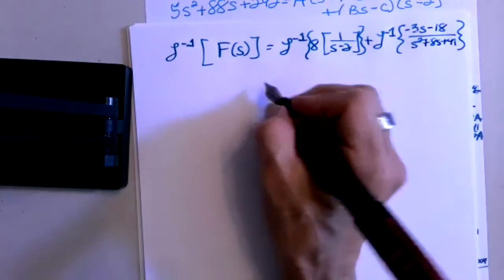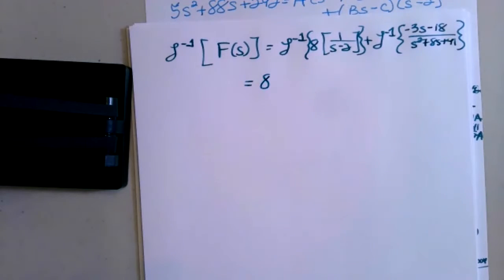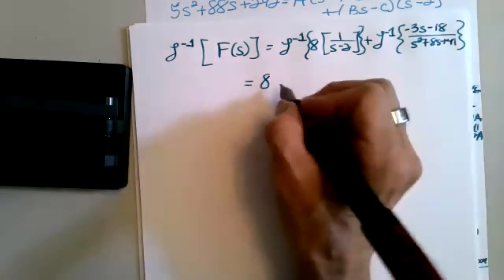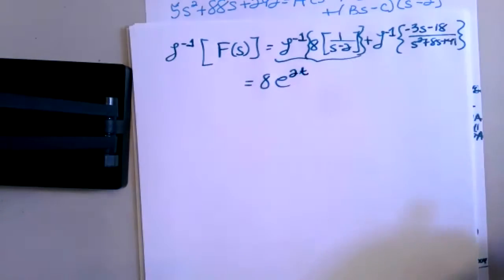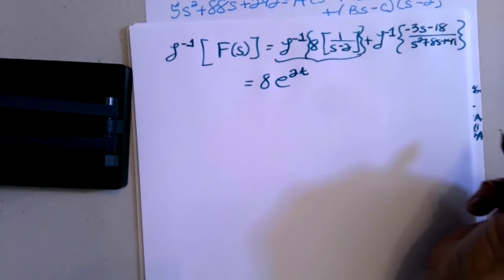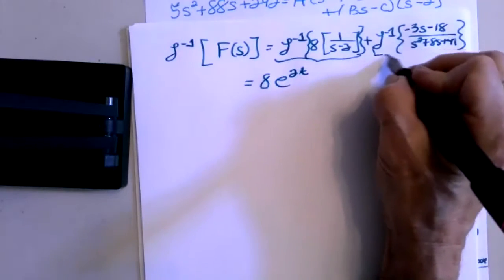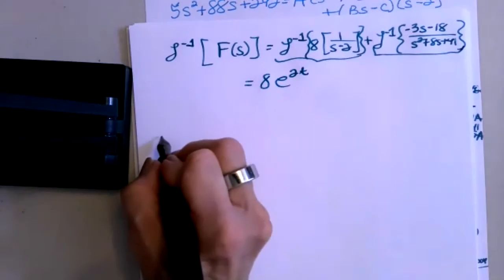Okay, this one's easy to look up. That first one is 8 times, let me look at the chart. If you look at 1 over s minus a, that's e to the at. So this is 8 times e to the 2t for this one. And this may or may not help. Let's see, half the coefficient of 8 is 4 and you square it. Yeah, it's not going to help. So now let's focus on how you do this transform, and then we'll come back and fill it in at the end.